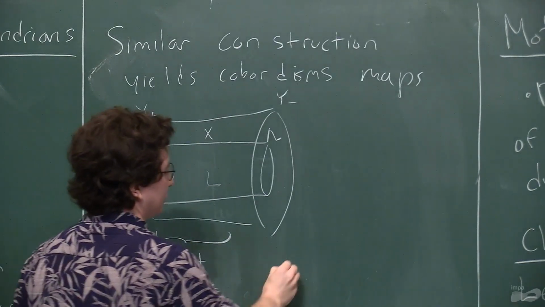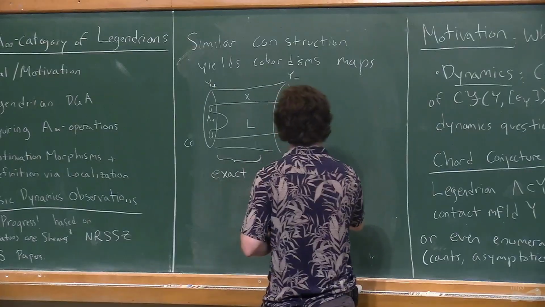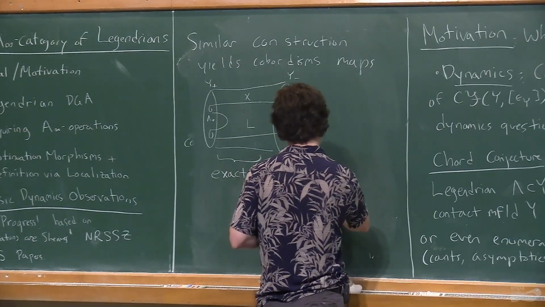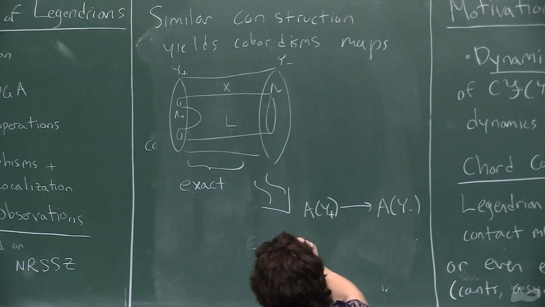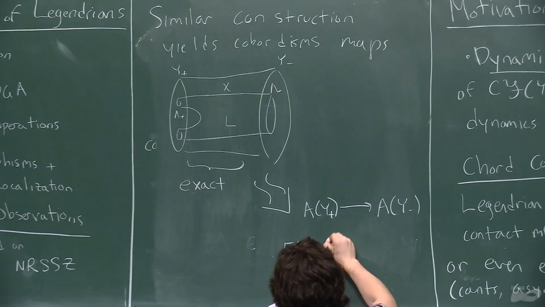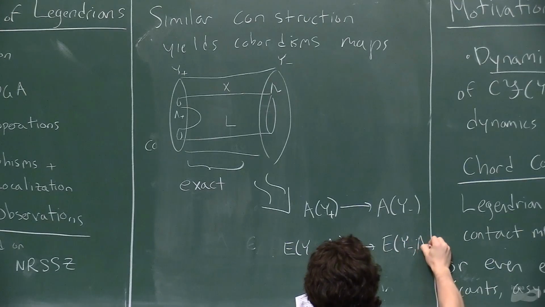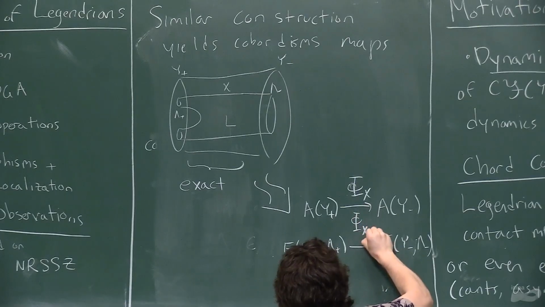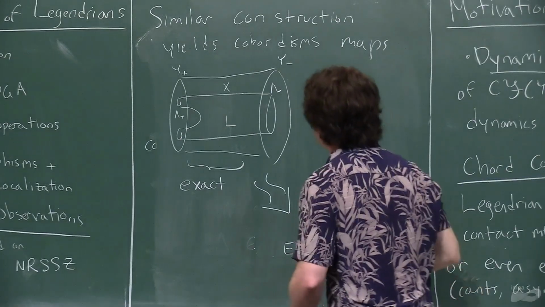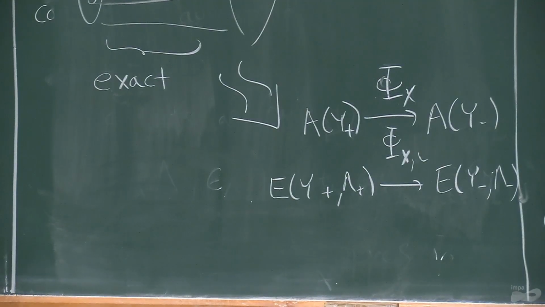Then a similar construction will associate to this maps of the corresponding algebras. So I get a map from the y plus algebra to the y minus algebra, and a map from the y plus lambda plus algebra to the y minus lambda minus algebra. These are induced by X and by this pair XL. And crucially, these things are functorial up to homotopy, which is the usual thing.